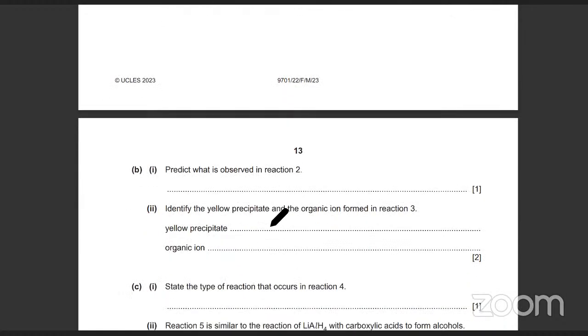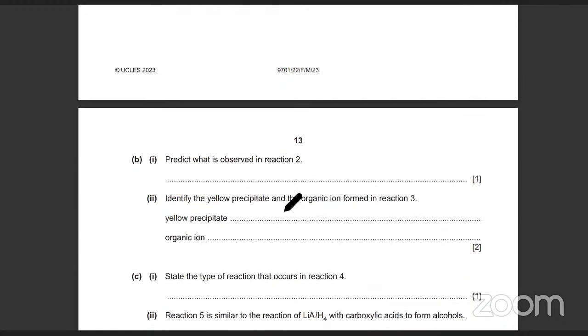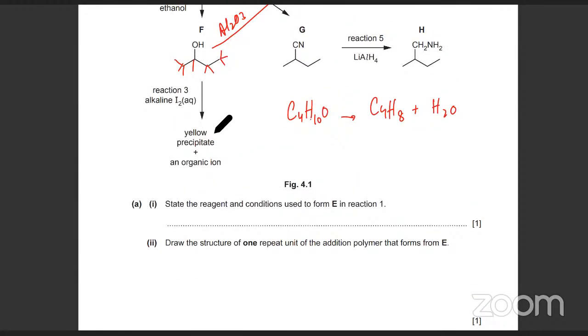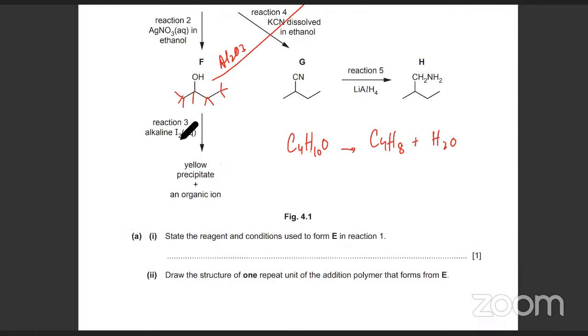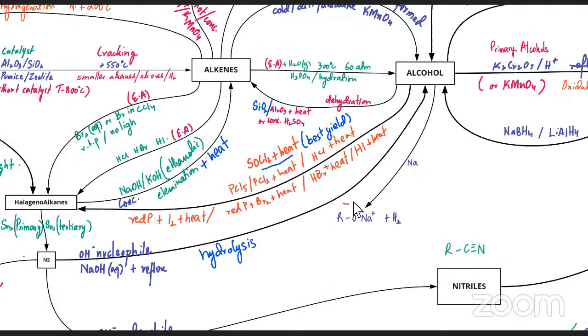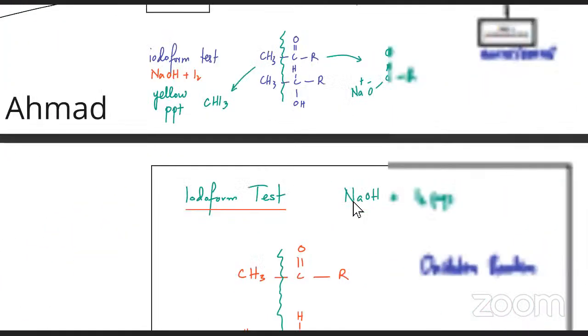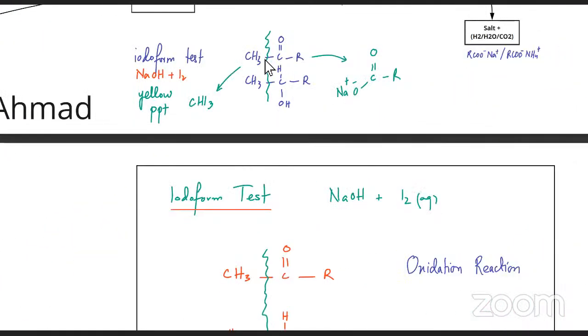Then he's asking to identify the yellow. So this is the iodoform test. Alkaline iodine, that's the iodoform test. Whenever you have a CH3 right next to a CHOH, the iodoform test is positive. You need a CH3 either next to a carbonyl or next to CHOH. The CH3 breaks off and forms a CHI3 yellow precipitate. So that's your yellow precipitate in this case.